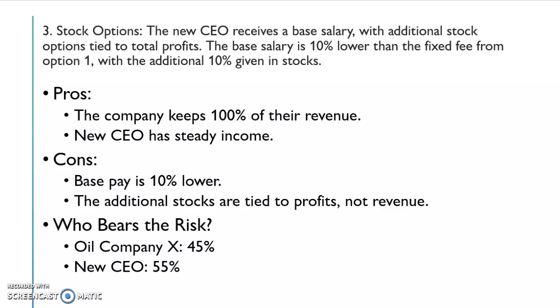The CEO would then assume the other 55% of the risk, as they are only getting 10% lower of their income, and then they're risking that other 10% based on the company's success. They may have a great year with an abundance of profits, or they could suffer from a hard year where they get a very small stock option.